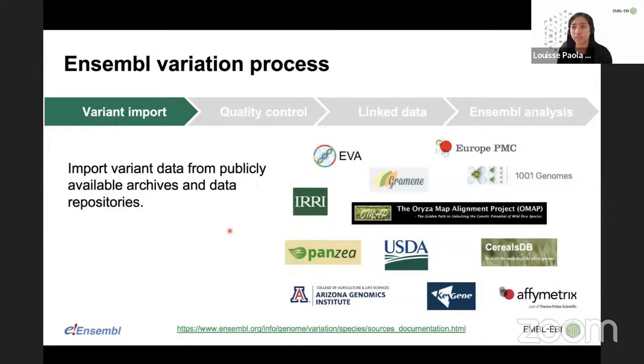What we do is we search variation data from a number of different databases. On my slide, these are just a few of the different databases where we import data from. But again, this depends on the different species. Depending on the species, we might take variation data from certain archives. But in general, we import variants from the European Variation Archive, or EVA, and then from any other species-specific projects and collaborations.